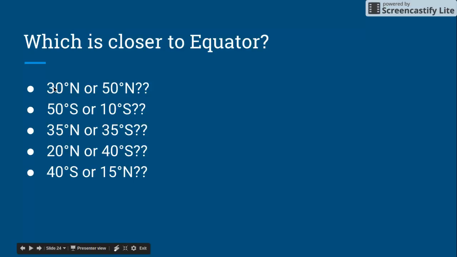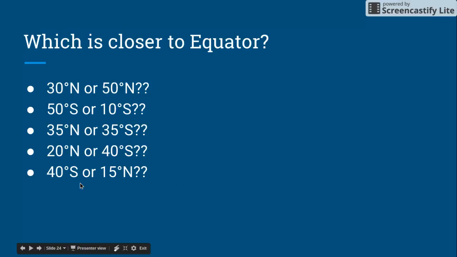So this first one is 30. The second one, which one's closer to the equator, should be 10 degrees south. That's the lower number. This one, 35 north or 35 south. This one's a trick question. It's the same. They're both the same distance away. 20 north or 40 south. This one's different because I have a north and a south, but it doesn't really matter. We're just looking at, if you're talking about distance from the equator, then the lower the number, the closer it is to the equator, because we're looking at how far away it is from 0 degrees latitude. So 20 degrees north is the right answer here.